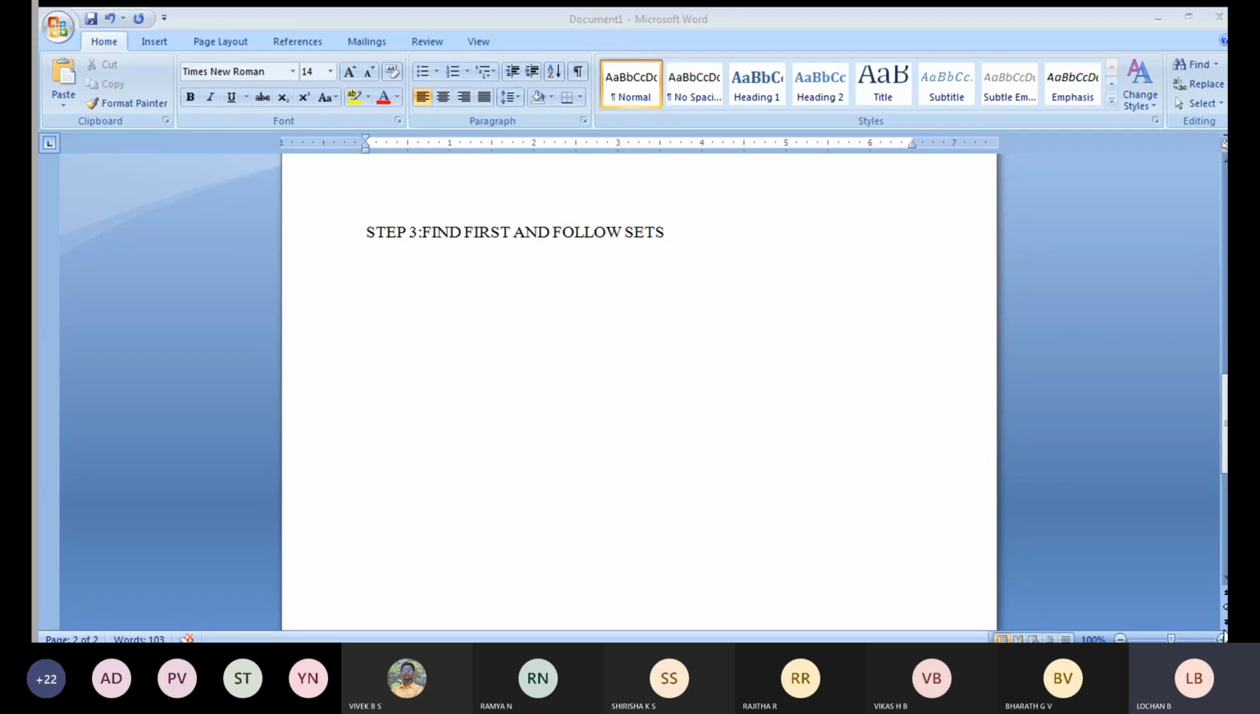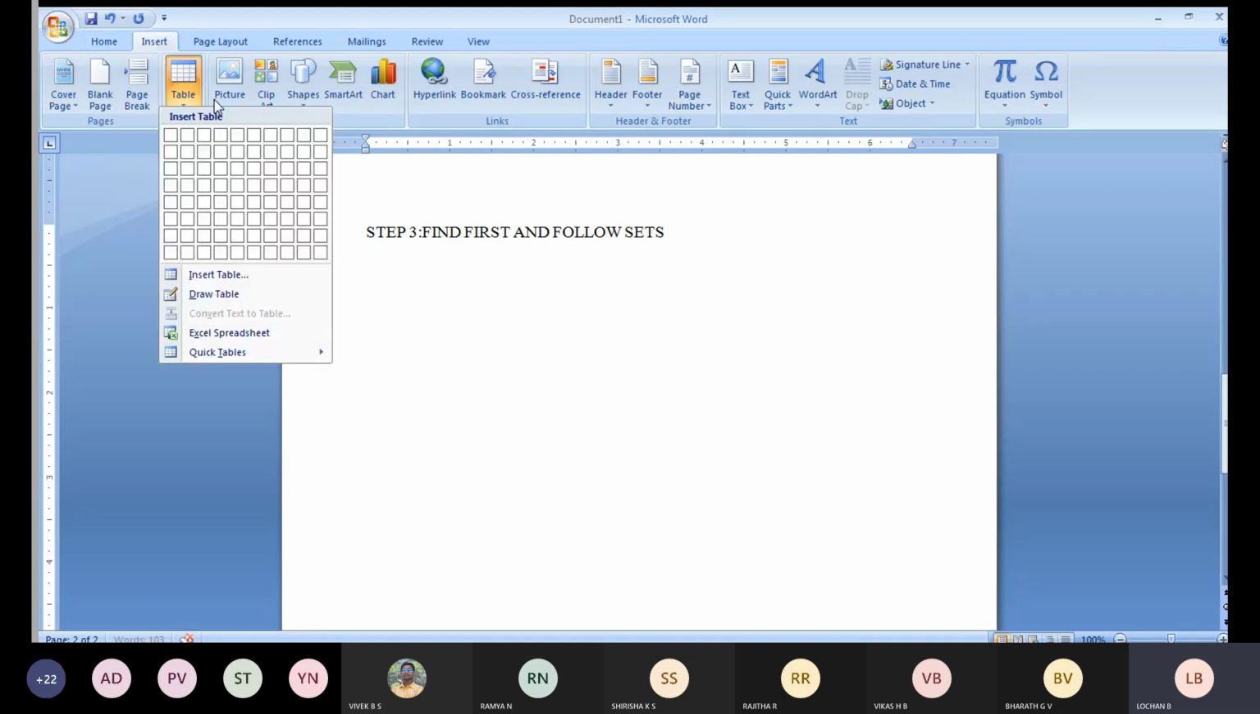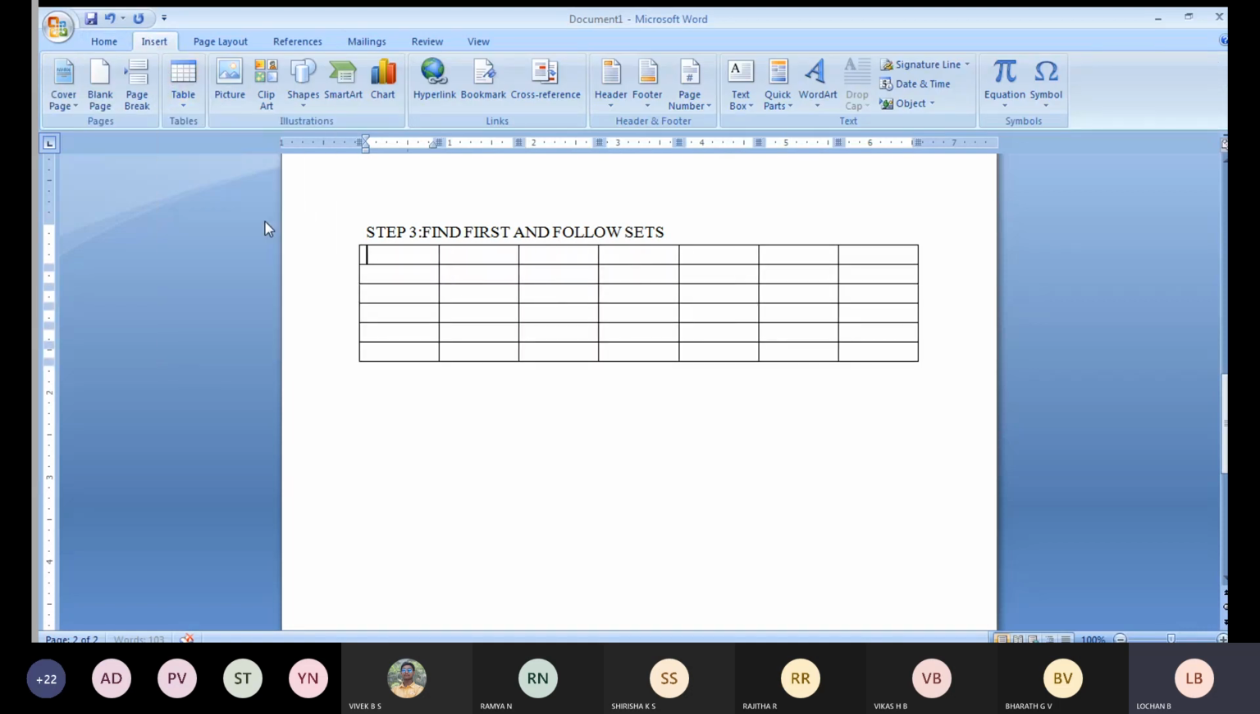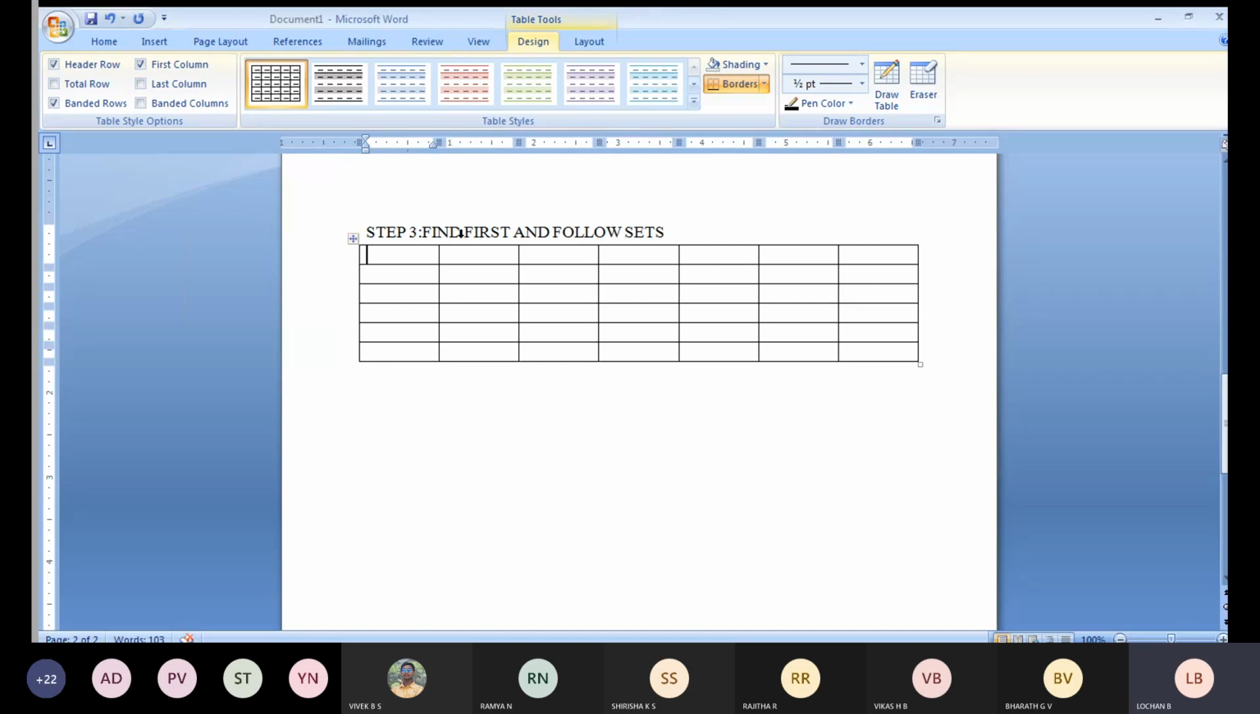First and follow also we know how to calculate. So first you have to see in the left part what are the non-terminals you got. E dash, T dash, F you will be getting. So what we have to calculate? We have to calculate first. We have to calculate follow.